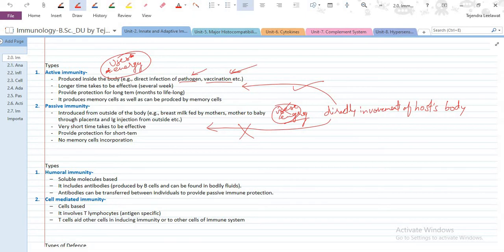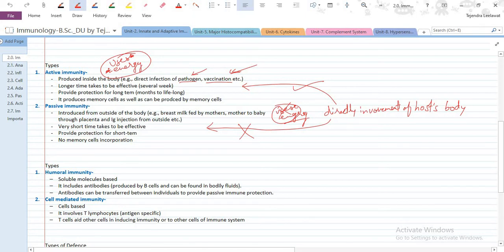That's why it takes a longer time compared to passive immunity, because passive immunity is very fast and does not take long. It was created in another person or another organism, so they already have this type of immunity, and that is already inbuilt immunity. Okay.